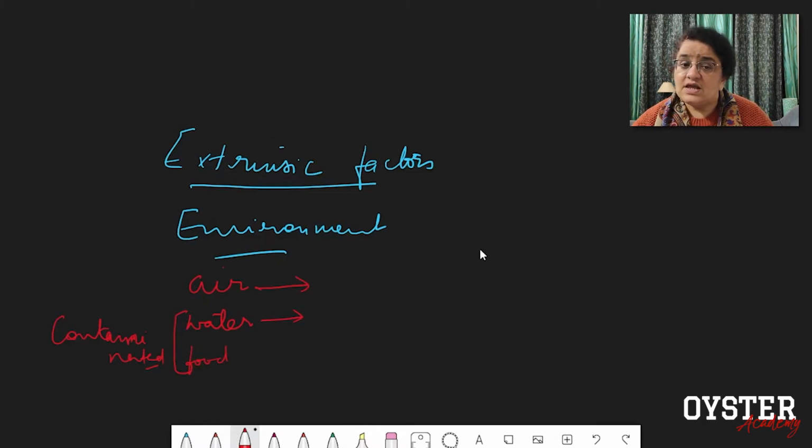So we can say the factors are external. And even in the water and food, there are also the larvae of many worms. Because directly, no one is going to take in worms through food or water. These worms enter in the form of larvae. So extrinsic factors are there for these kinds of diseases.